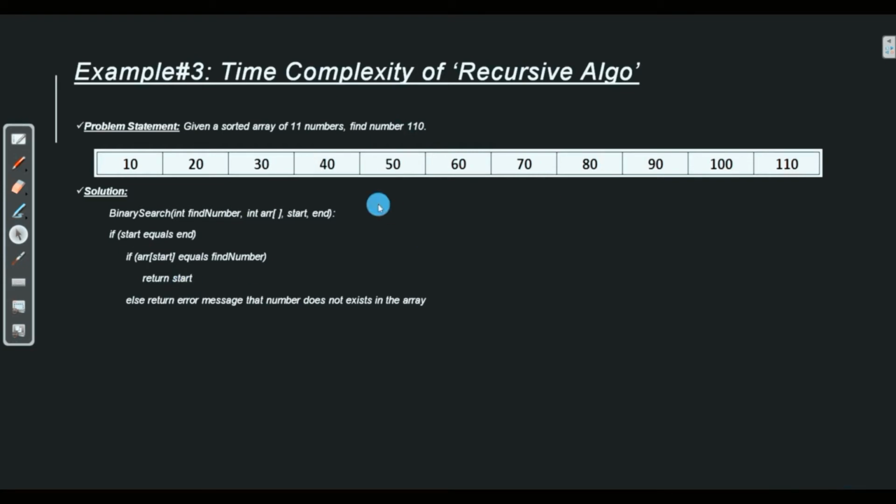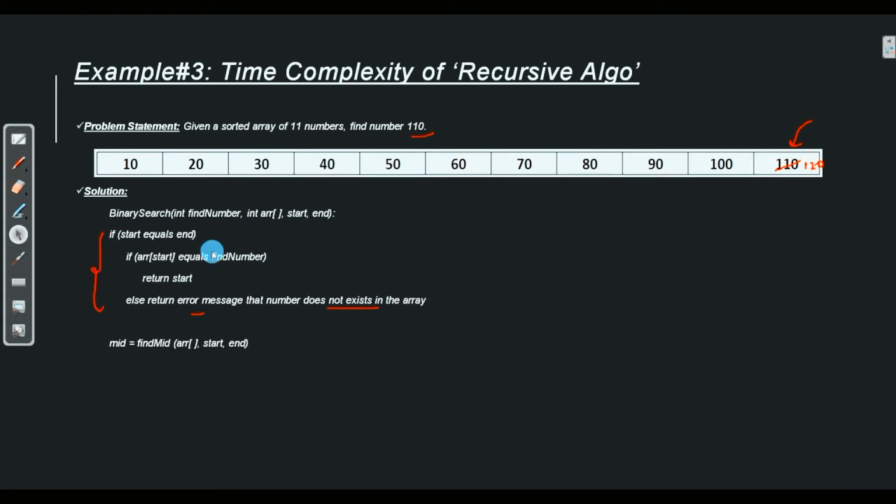In case, let's say, this value over here was 120, in that case this would not have matched with 110, so we would have given an error message that the number does not exist in the array, as this is the last cell in the array and there are no more cells to search for. So we will exit the method with an error message. Now this is our base condition.